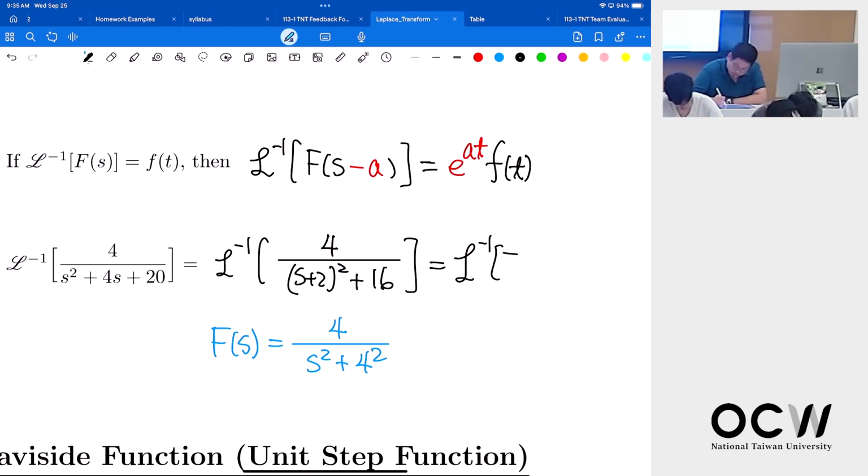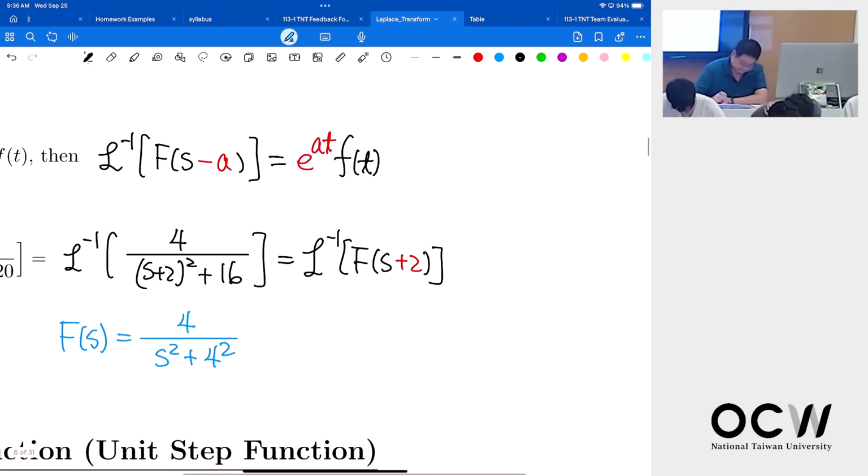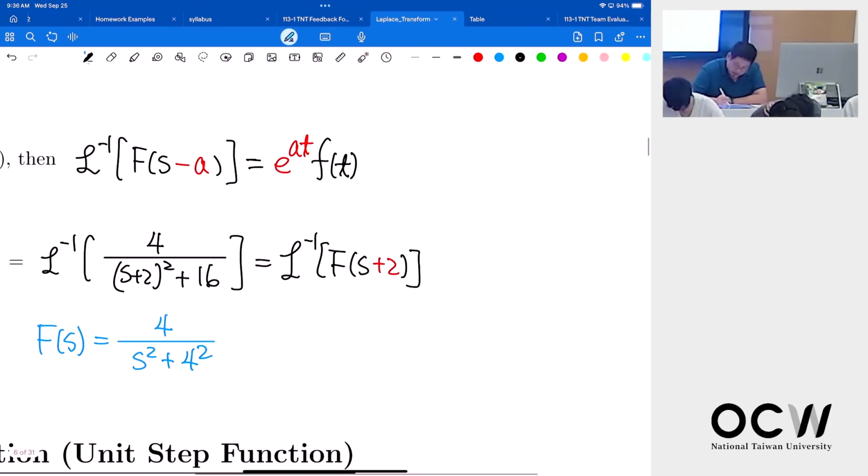of F(s plus 2). Then you get e to the minus 2t sine 4t. Okay, this one is sine 4t.